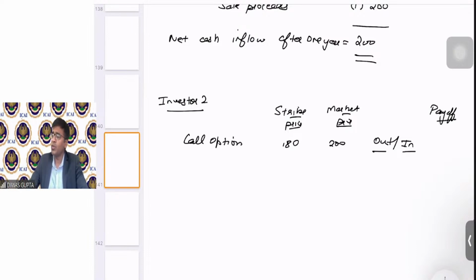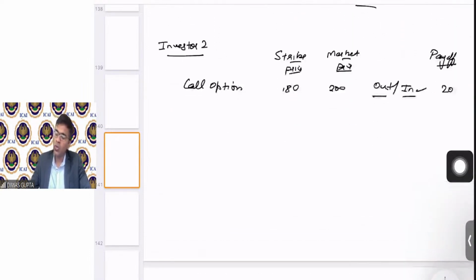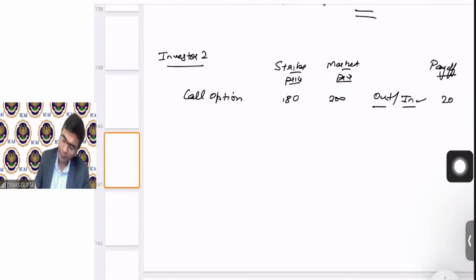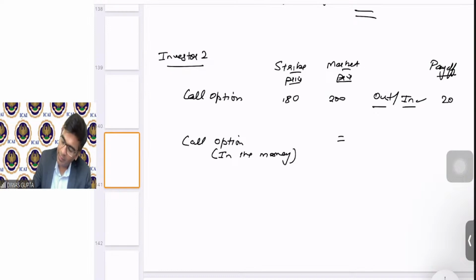Namrata, Tanisha, Mansha, Shruti. Yes. Four of you are correct. I think only four of you are answering. No one is answering the questions. So it is in the money and the payout will be 20. Very good. So can I say that for investor two, the call option, which is in the money, will derive me a benefit of 20 rupees. Correct? It will derive me a benefit of 20 rupees.